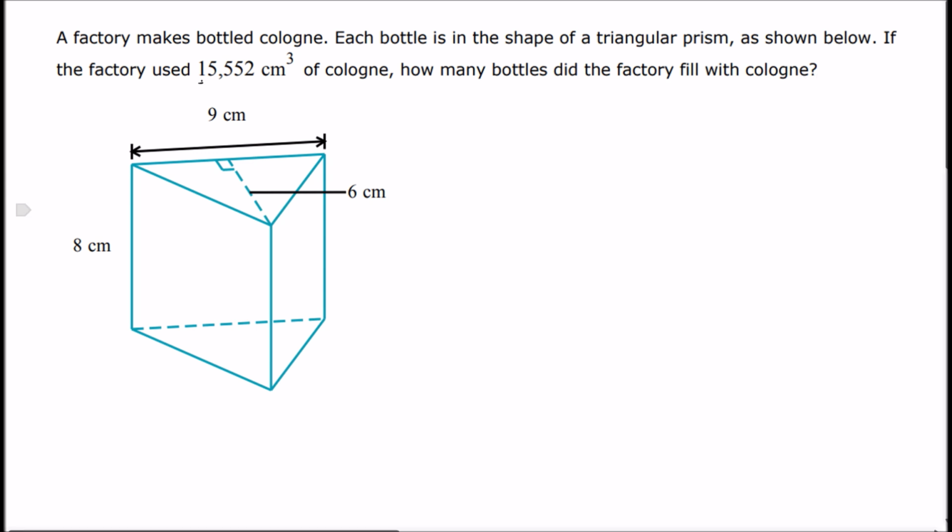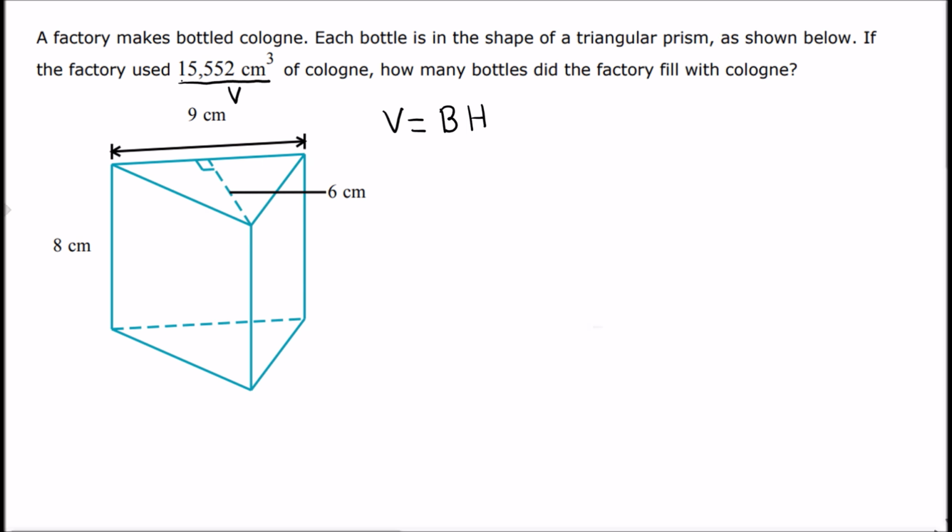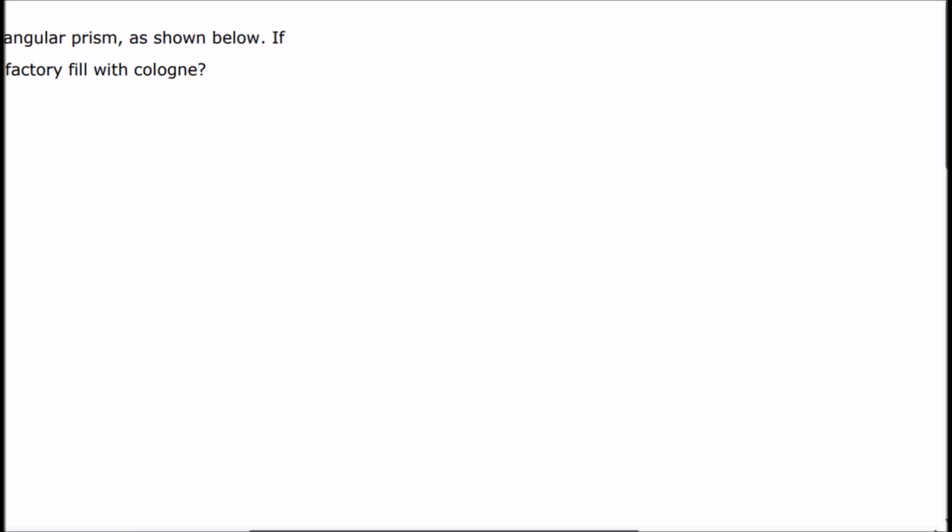So first off, they're talking about a volume here, right? And they're saying how many bottles did the factory fill, and then they give you the dimensions below. So let's talk about the volume of a triangular prism. In your formula sheet, your EOC reference sheet, they'll tell you that the formula for the volume of any prism is capital B H. And I usually use capital H instead of lowercase h.